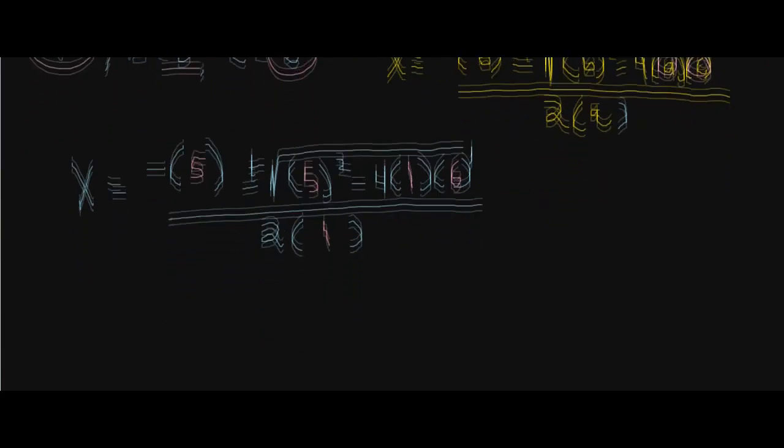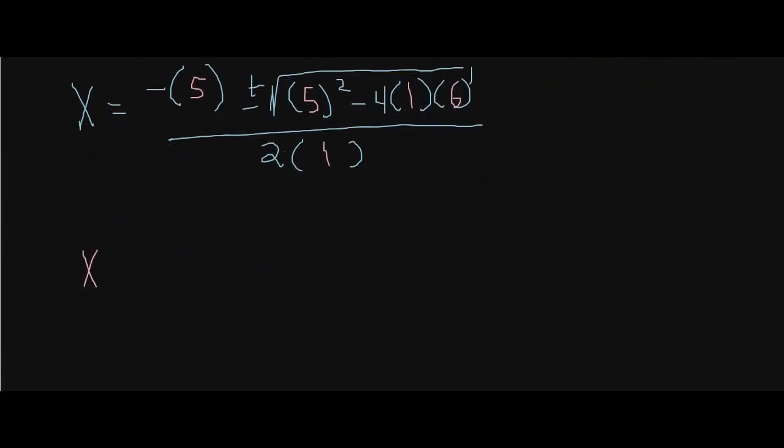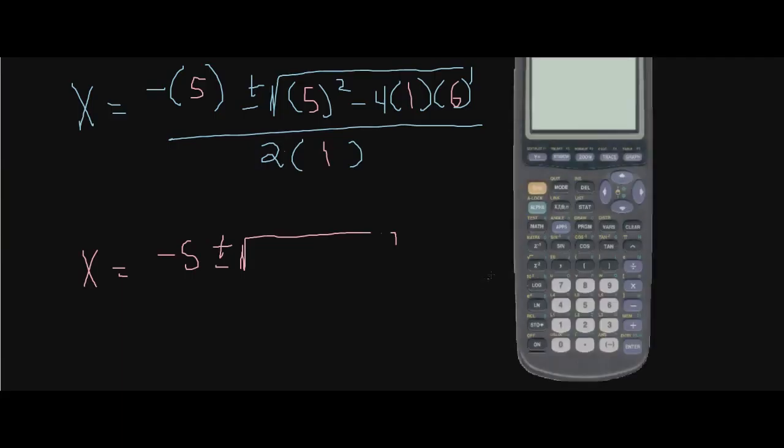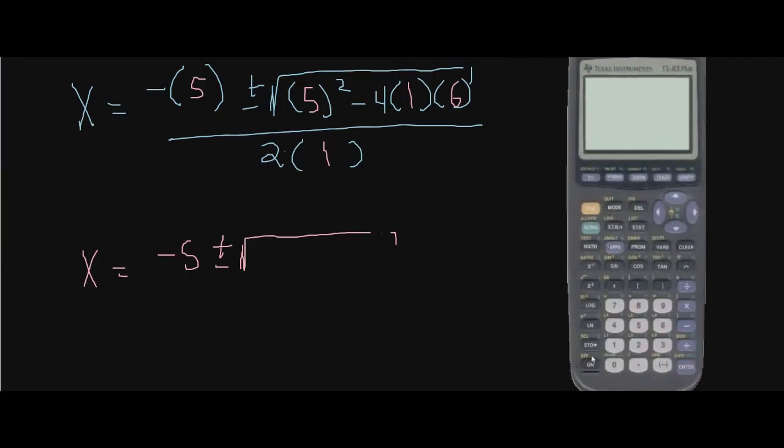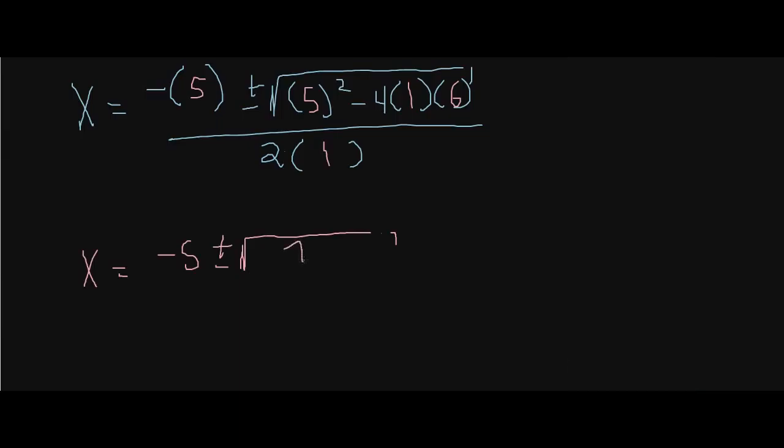So let's go ahead and simplify this a little bit. We're going to get x is equal to negative 5 plus or minus the square root. And this is where I'll just use the calculator, there's no need for me to risk a potential mental mistake. So let's go parentheses 5 squared minus 4 times 1 times 6 parenthesis. We do that, and look at that, we get the square root of 1. So I'll put 1 in here. And this is all divided by 2 times 1, which is just 2.